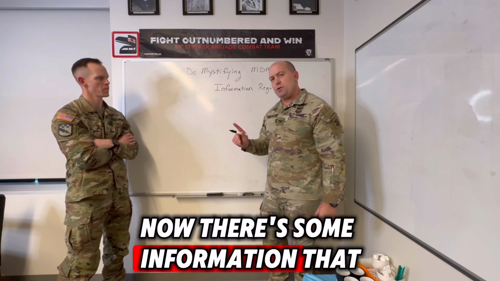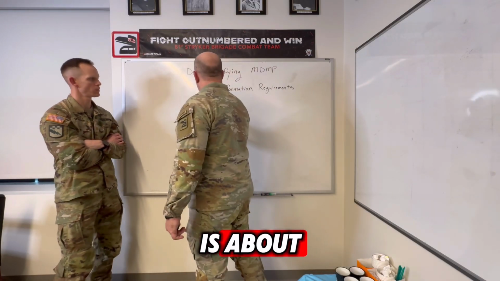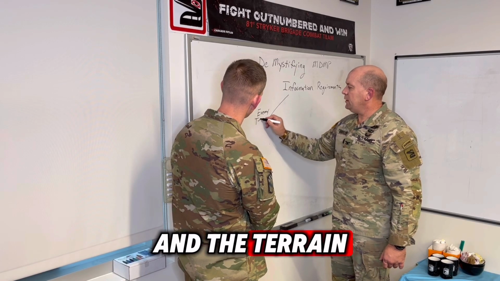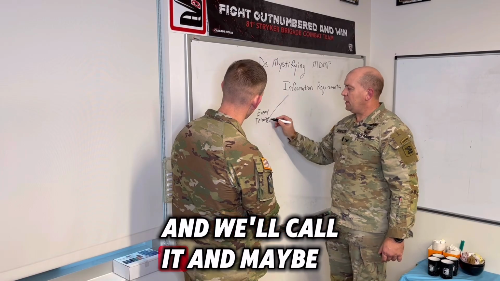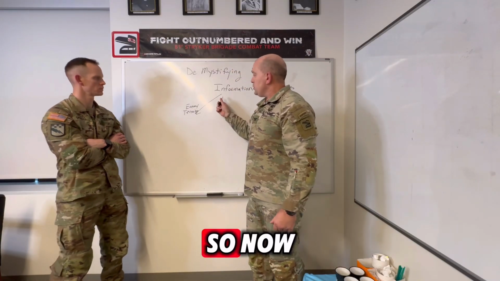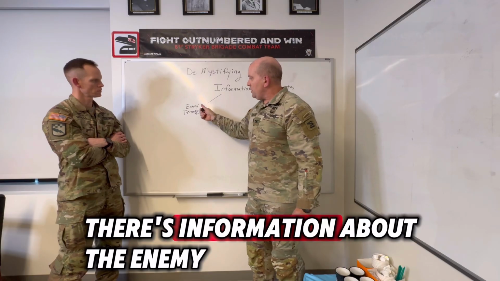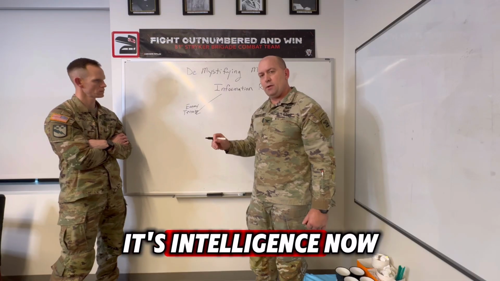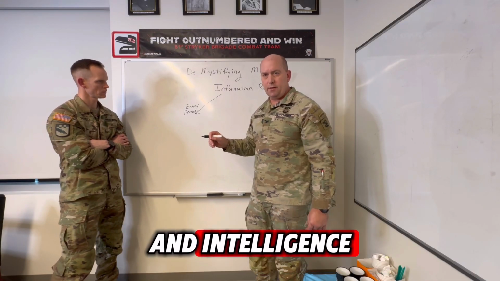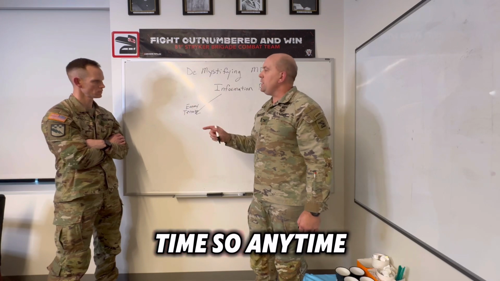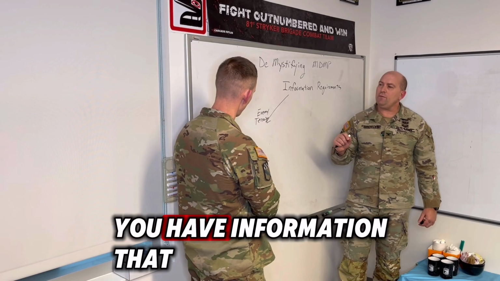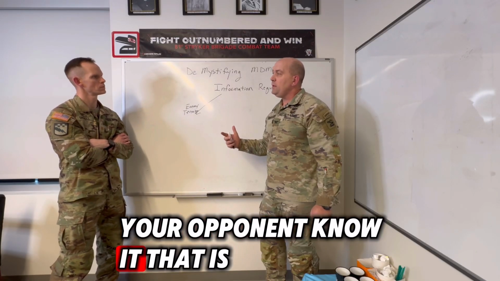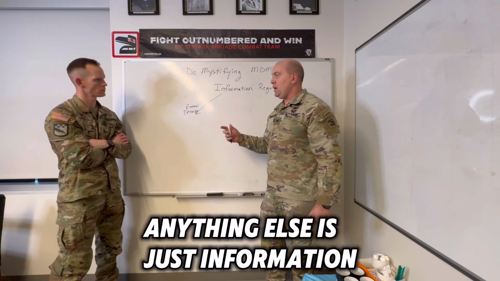Now, there's some information that is about the enemy and the terrain, and maybe the weather. It's not information anymore, it's intelligence. Here's the difference between information and intelligence. We screw this up all the time. Anytime you have information that you're trying to protect, conceal, and not let your opponent know, that is intelligence. Anything else is just information.